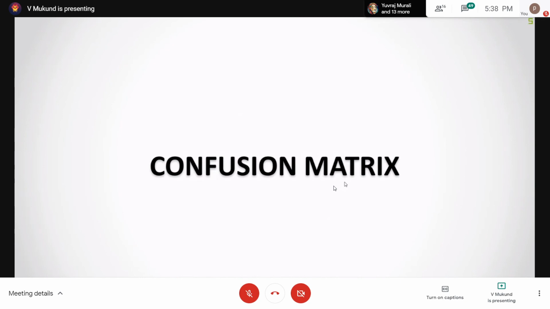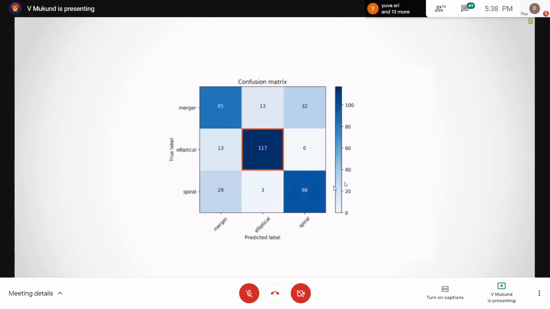One of the drawbacks of the decision tree algorithm is the confusion matrix. The confusion matrix is a measure of how well your program is performing, or how well the machine is interpreting your data. In the diagonals, the 85, 117, and 98 indicate the number of times the computer has done it correctly, that is, the algorithm was performing correctly. But we also see the 13 times, 29 times, 3 times, 13 times, and 32 times it has performed incorrectly. That is how we check how well your algorithm and the computer are interpreting the data. So the confusion matrix works in this way. It is the measure of how well your program is working.